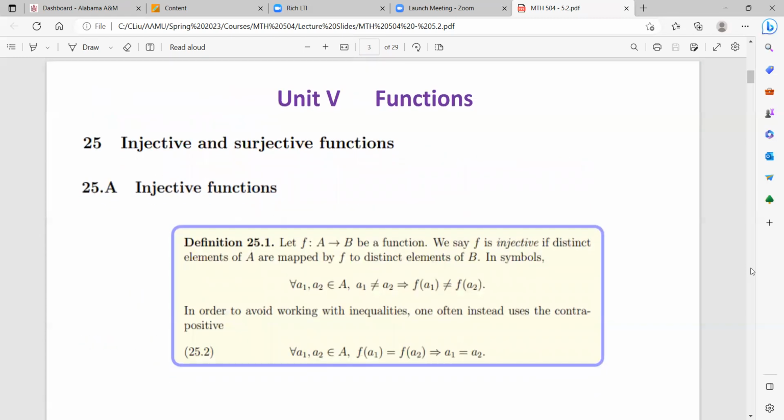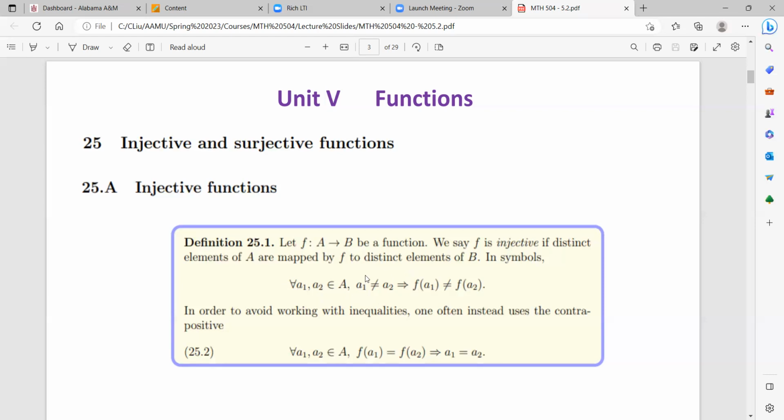So based on that, we can define injective functions as follows. Let f be a function from A to B, where A and B are two sets. A is called the domain, B is called the codomain, as we know. So f is a function, or we can call it a mapping, the same thing. Then we say f is injective if distinct elements of A are mapped by f to distinct elements of B. In other words, for any arbitrary a1, a2 in the domain A, if a1 is not equal to a2, then f of a1 is not equal to f of a2.